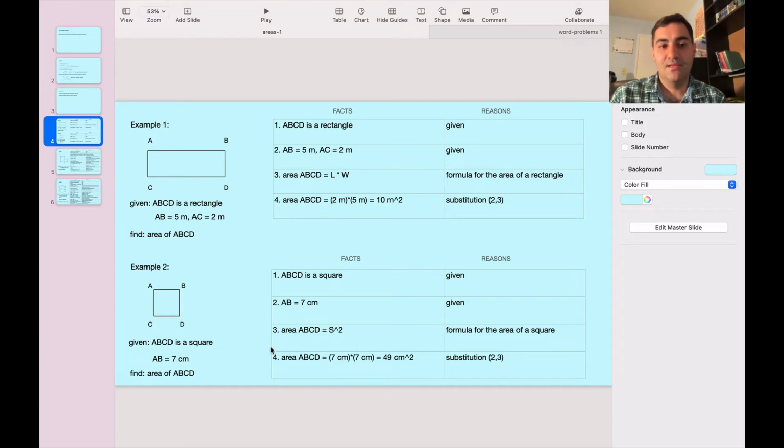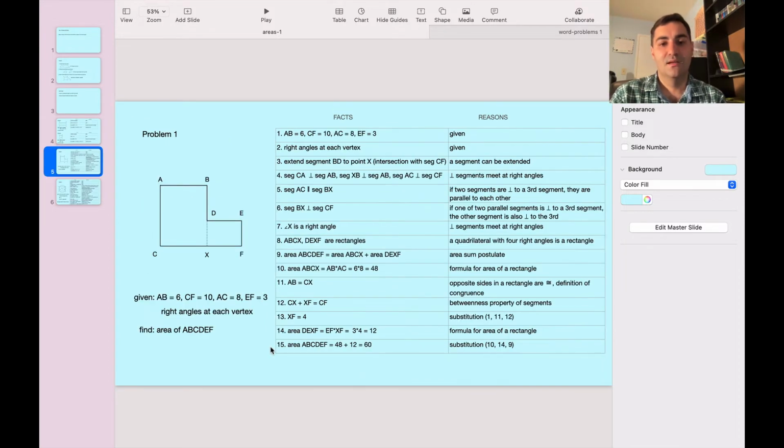Example 2. Given ABCD is a square, AB equals 7 centimeters, find the area of ABCD. So write down what we know. The area of ABCD is equal to side squared, so it's equal to 7 centimeters times 7 centimeters equals 49 centimeters squared. Let's look at problem 1.